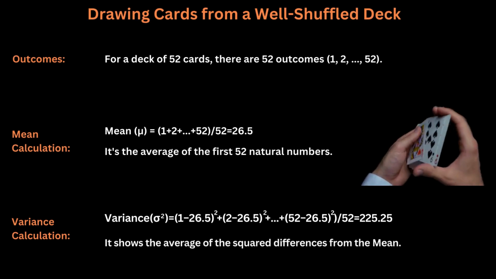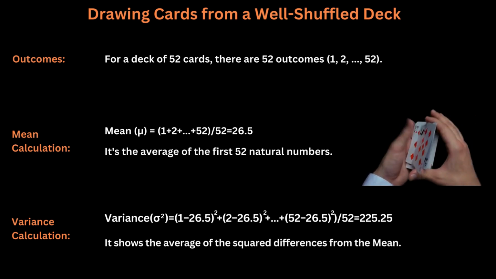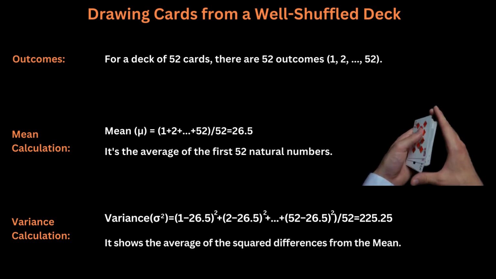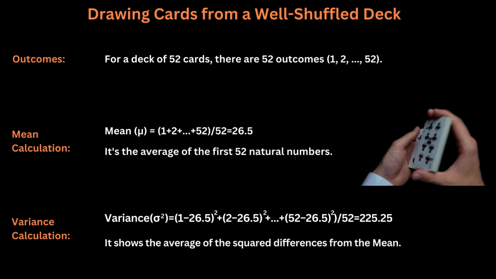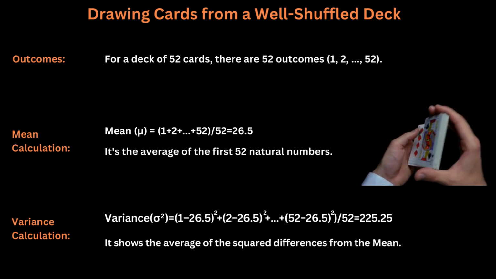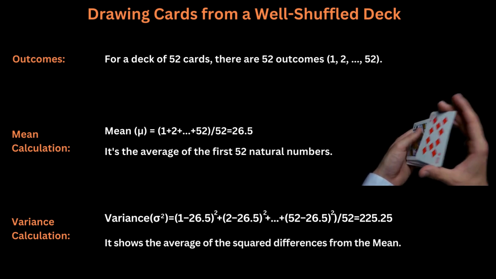Let's understand another example. Drawing cards from a well-shuffled deck. For a deck of 52 cards, there are 52 outcomes: 1, 2, 3, 4 till 52. Now, mean is the value of all the cards in the numerator, which is 1 plus 2 plus till 52, divided by 52, equal to 26.5. Final answer. Similarly, let's calculate the variance.